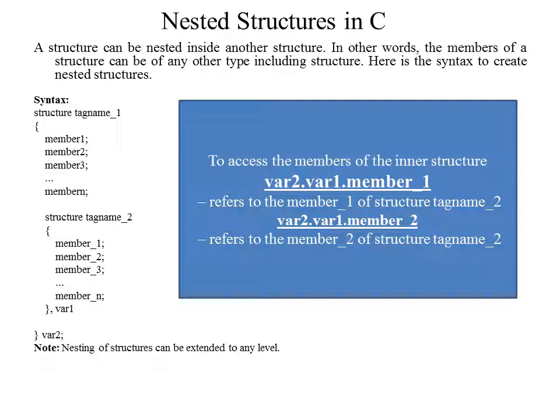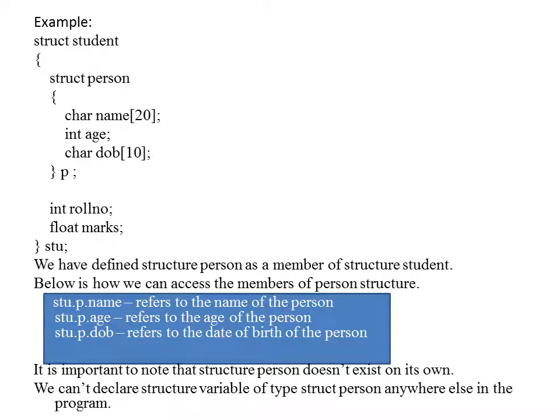If I am creating variable var2 of tag name 1, then var2 dot member 1, var2 dot member 2. But if I want to access the member of tag name 2, firstly I will go to var2, then dot var1 which is the inner structure, then member 1 of tag name 2. So to reach the members of tag name 2, we need to use the dot operator twice. Firstly var2 dot, then var1 dot, then the members of the inner structure.